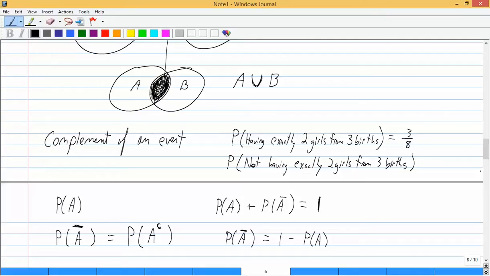And so the easiest example that I can give here is if we have the probability of having exactly 2 girls from 3 births, but we want to know the probability of not having exactly 2 girls from 3 births, then I can say that has to be equal to 1 minus 3/8, which is 5/8. Alright, so 1 minus the probability of an event happening is equal to the complement.